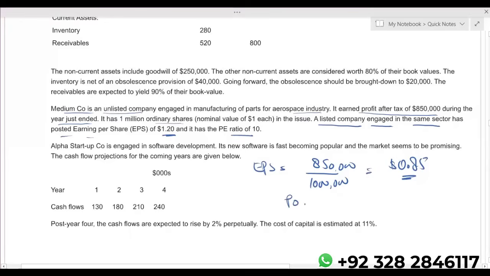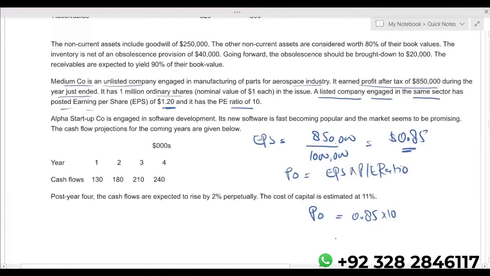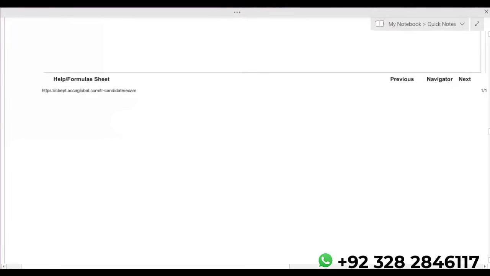Simply P naught is equal to EPS into P/E ratio. Of course, EPS you have to take for the medium company. Earning per share of the medium company is 0.85. P/E ratio of the listed company I'll take 10, with the background assumption that the P/E ratio of this listed company is exactly comparable with the medium company. So P naught becomes 8.5.